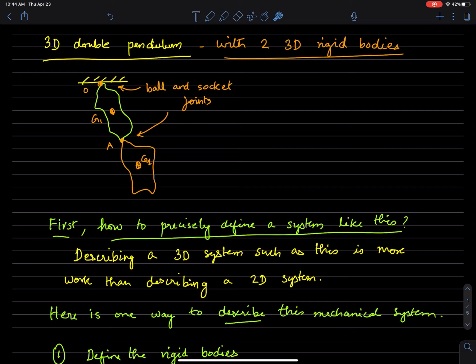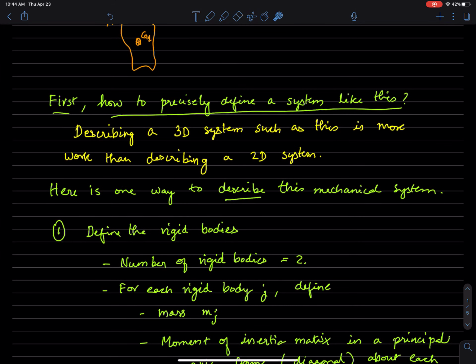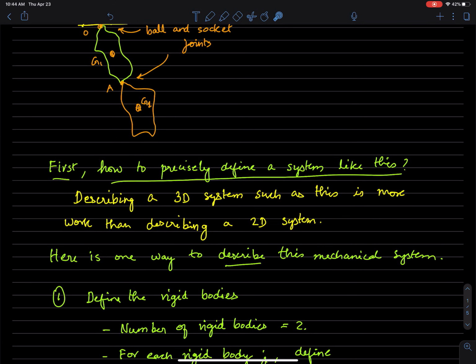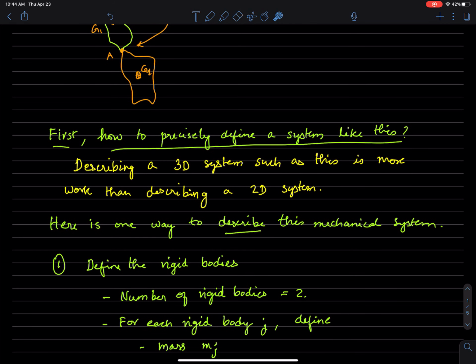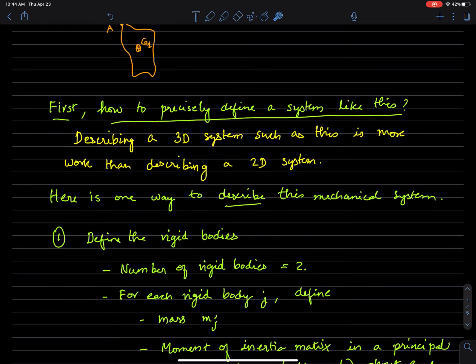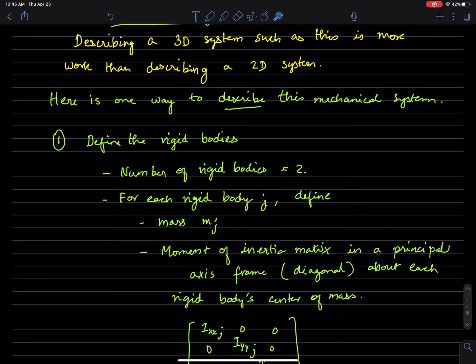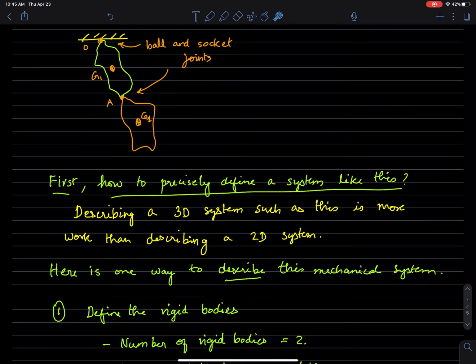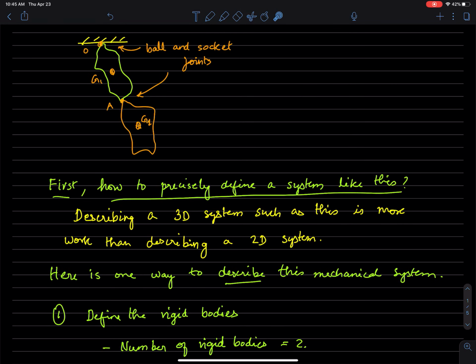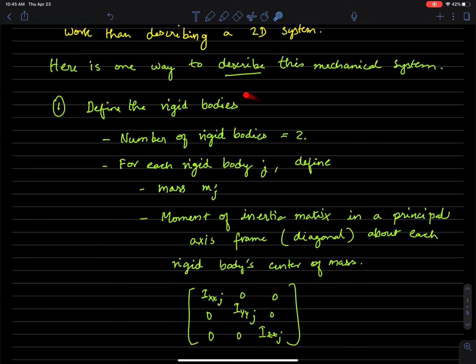How do we go about simulating something like this? Before you actually simulate something like this, what we need to do is to learn how to precisely define or describe a system like this. How do you describe a system like this that is in 3D? It is generally a bit more work than describing a two-dimensional system. Okay, the first thing to do is to define the rigid bodies. So what are the objects that compose this system? Those are the rigid bodies. In this case, the number of rigid bodies is 2.